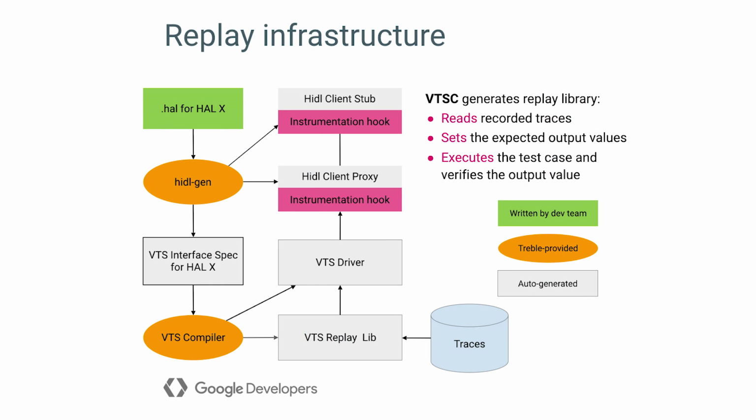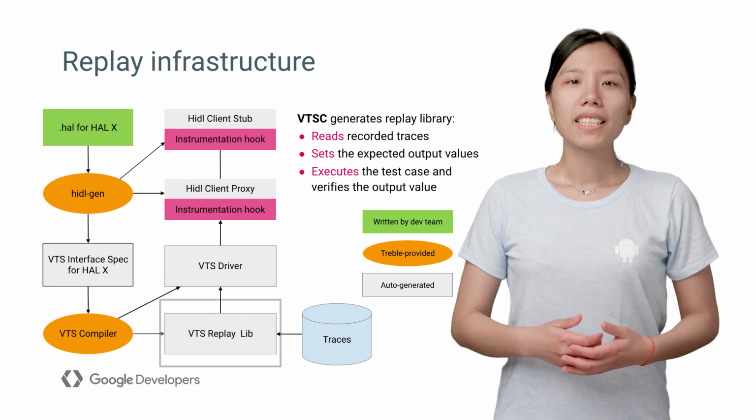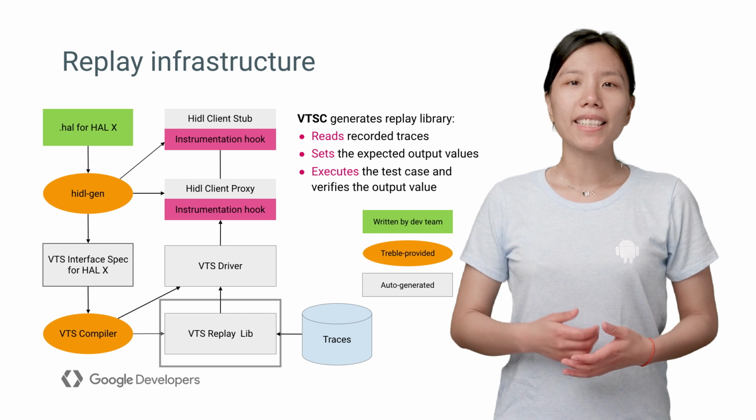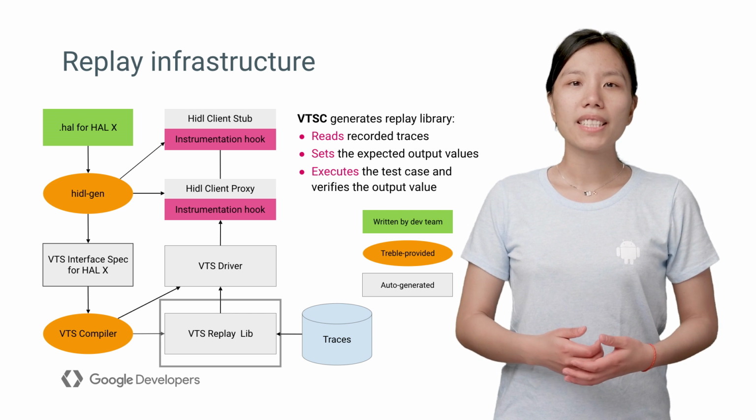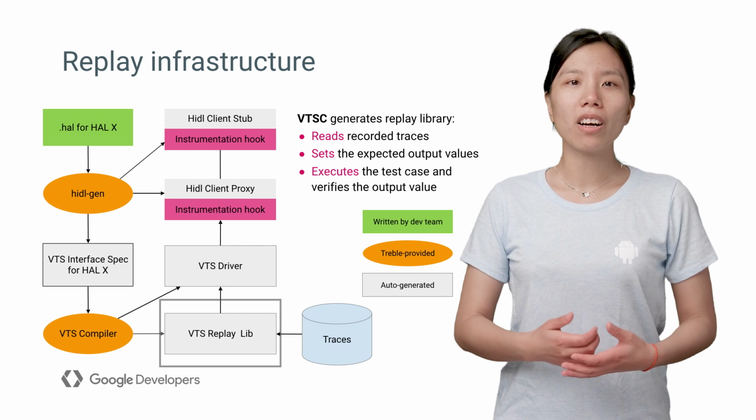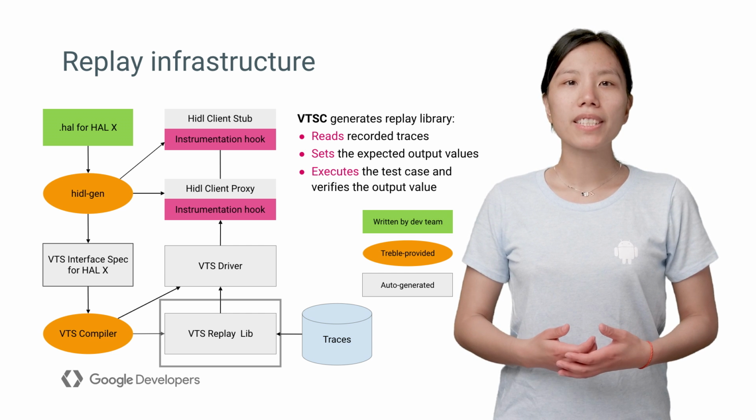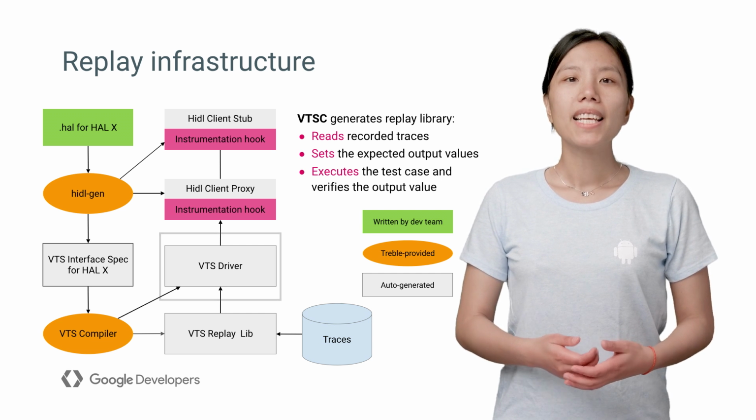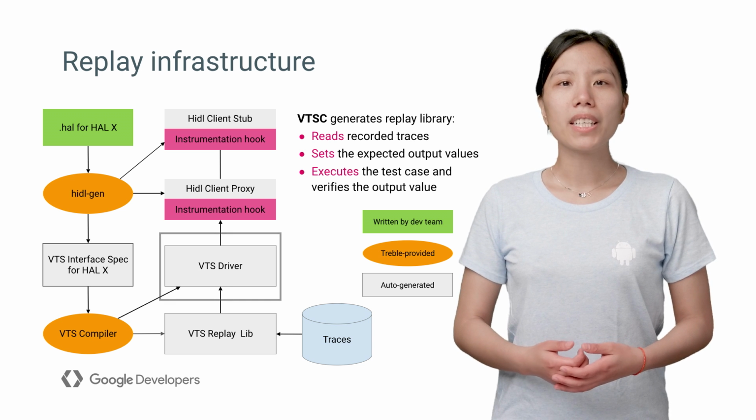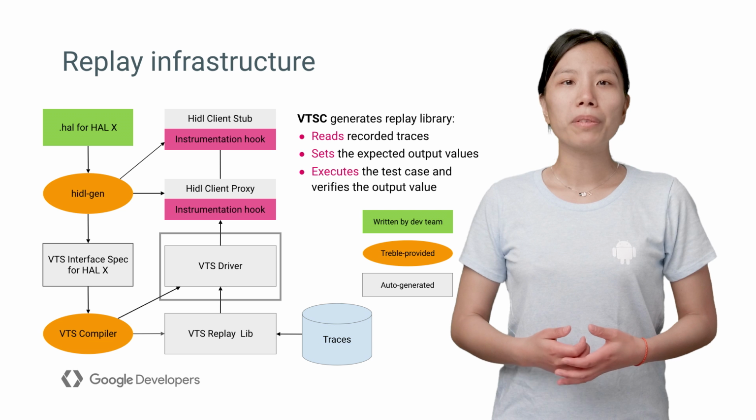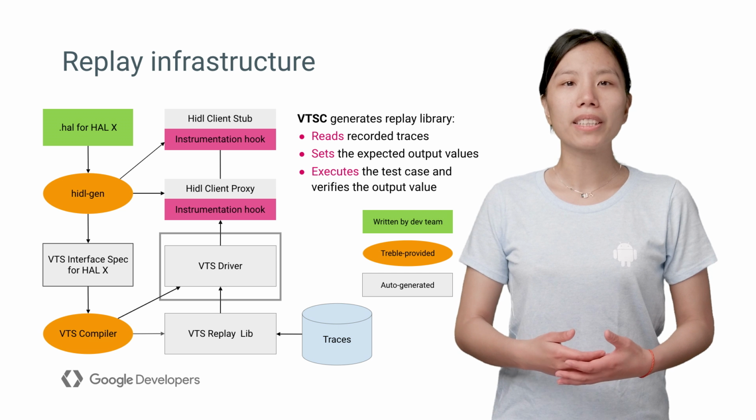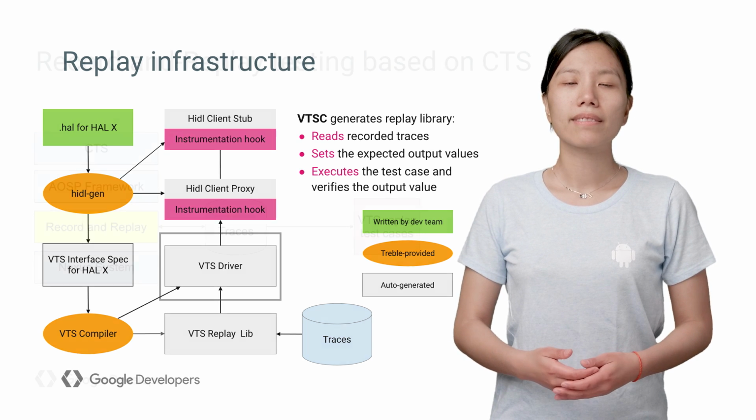The VTS replay library is also generated by the VTS compiler. The replay library is responsible for reading the recorded traces from the persistent storage and generating new test cases, which consist of a sequence of HAL API calls with the input parameter values and the expected return results based on the recorded traces. The generated test case will then be consumed by the VTS driver to perform the actual execution of the API calls with the specified input parameter and verify the return values.